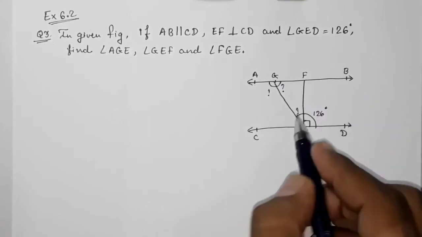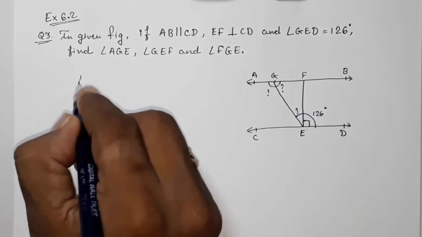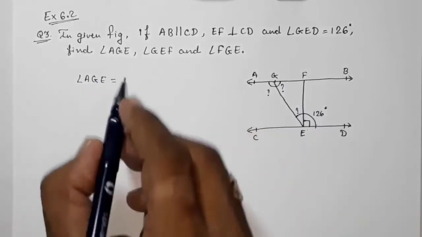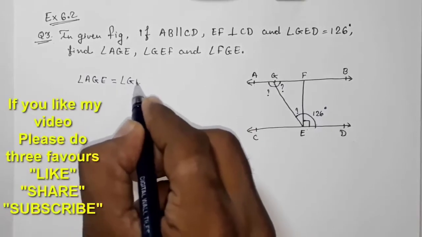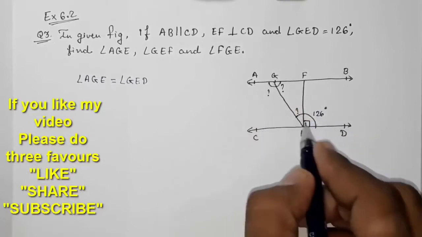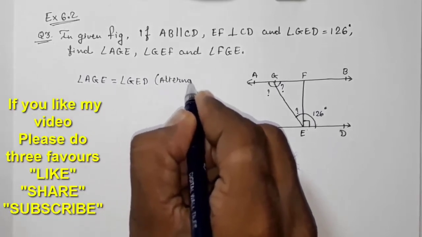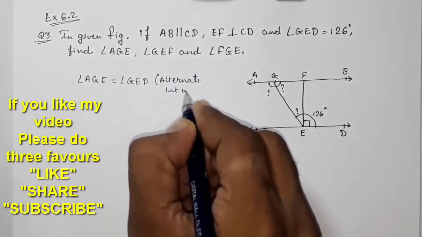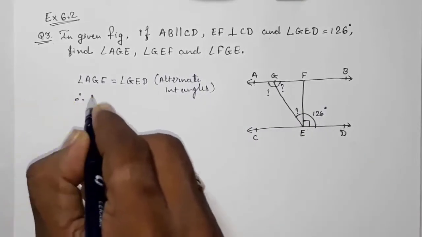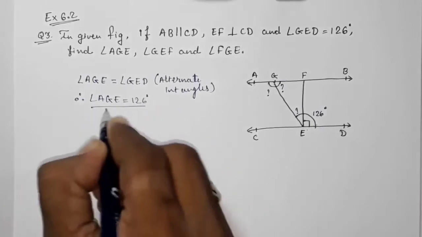So directly I can see if this is 126, this will also be 126. Angle AGE is equal to angle GED. Why? Because these two lines are parallel and this is the transversal, we can say it is forming alternate interior angles. Therefore, directly we can write down these two angles are equal. Therefore, angle AGE is equal to 126 degrees.